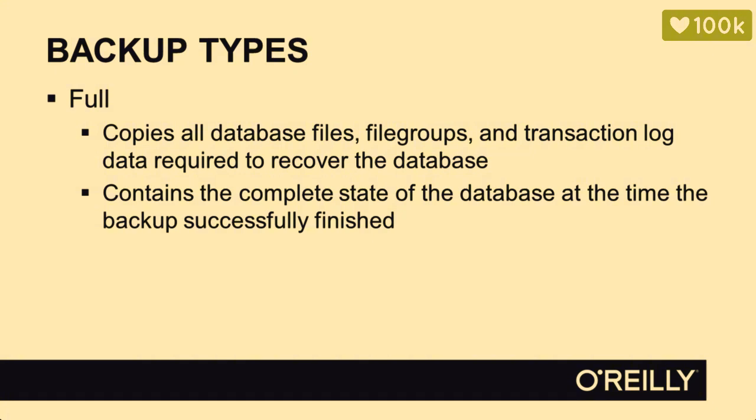The full backup is the standard backup. Most of the time, when we back up small individual files, like an Excel spreadsheet, we just simply copy the entire spreadsheet, right click and copy it and paste it over to another location. Well, we just backed it up. That was a full backup. We got everything. With a database, a full backup copies all the database files, the file groups, the transaction log data, every aspect of the database, the structure, the schema, the data itself, everything that's required to recover the database gets copied in that backup. It contains the complete state of the database at the time the backup successfully finished.